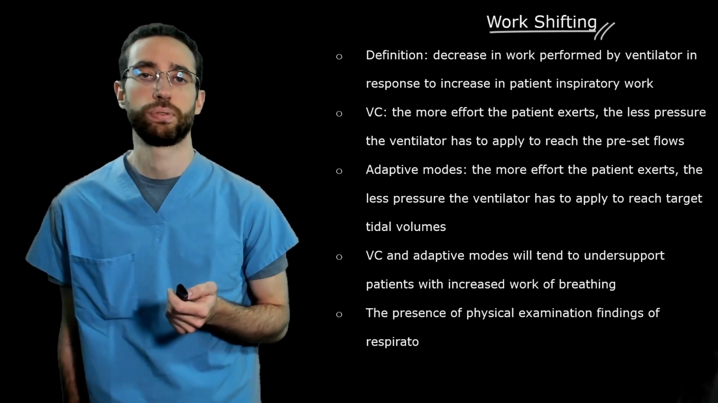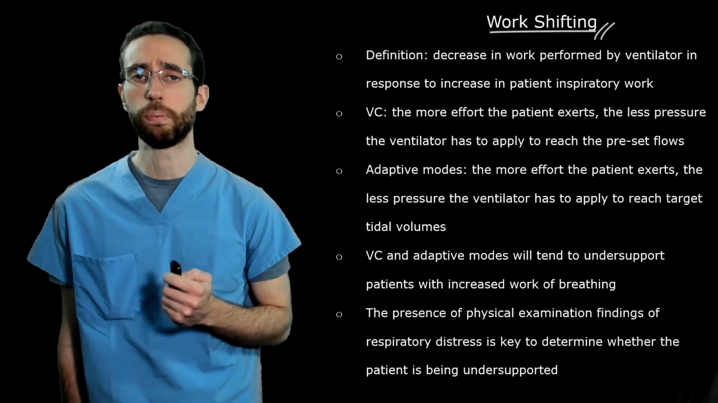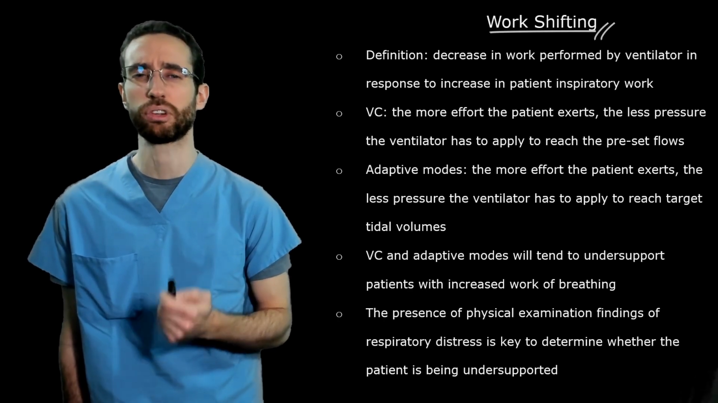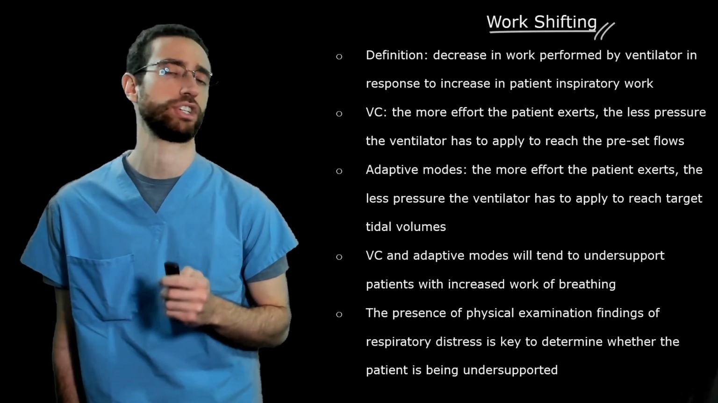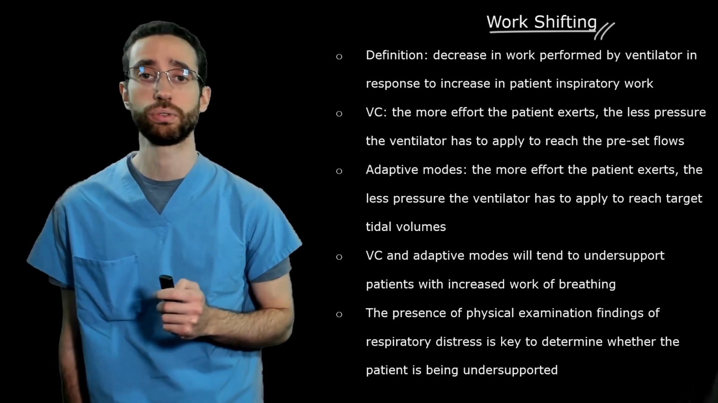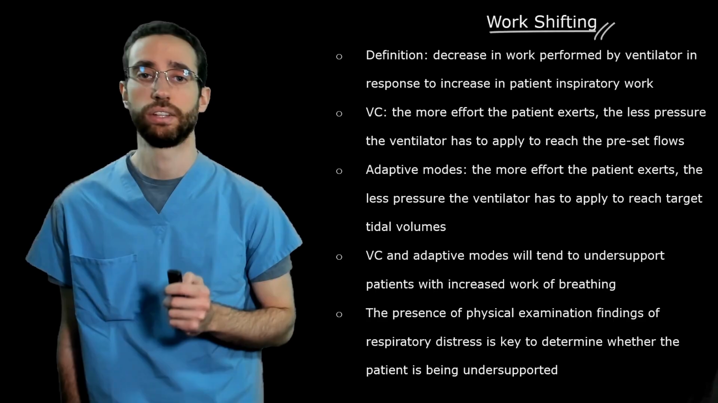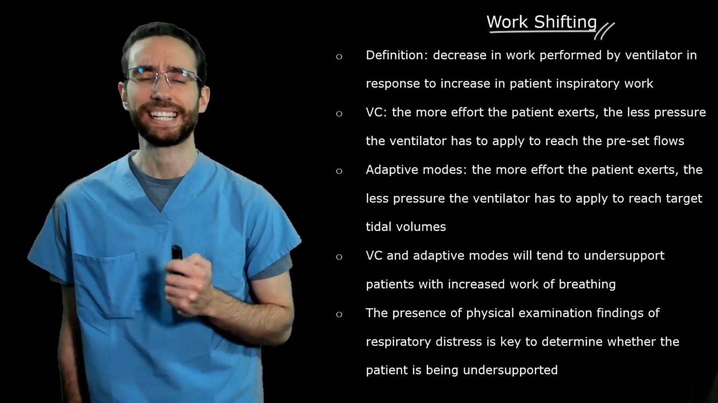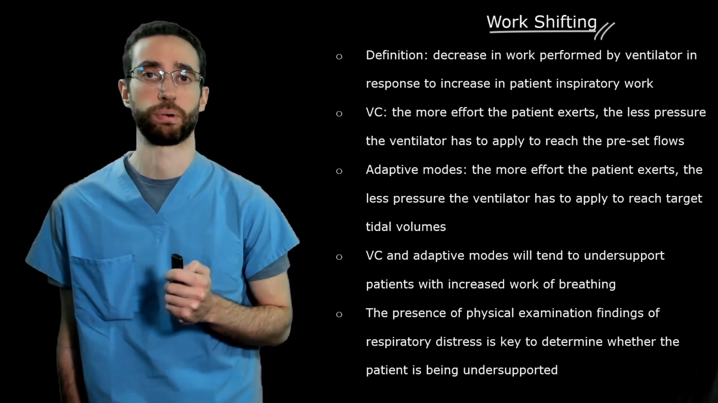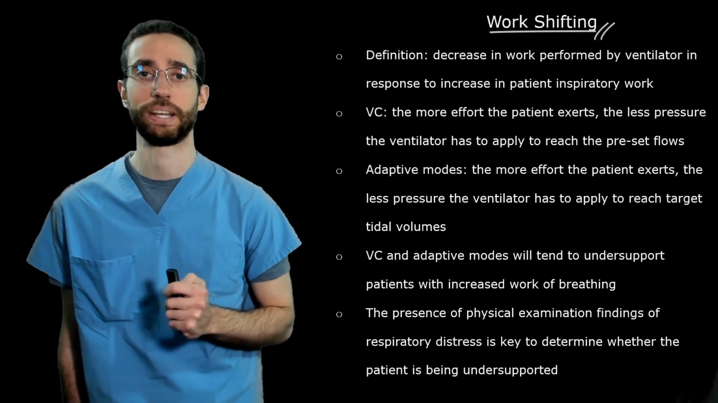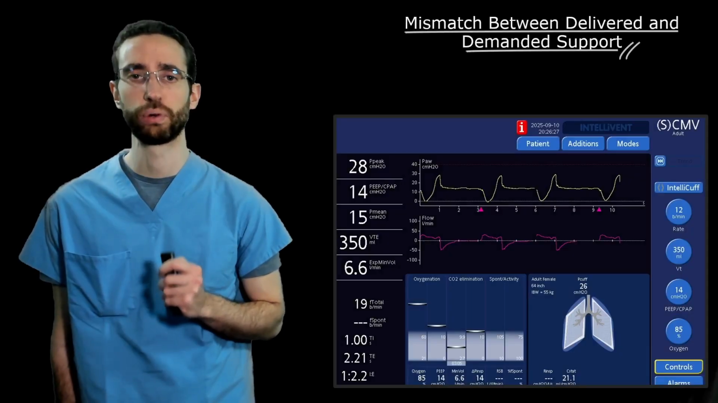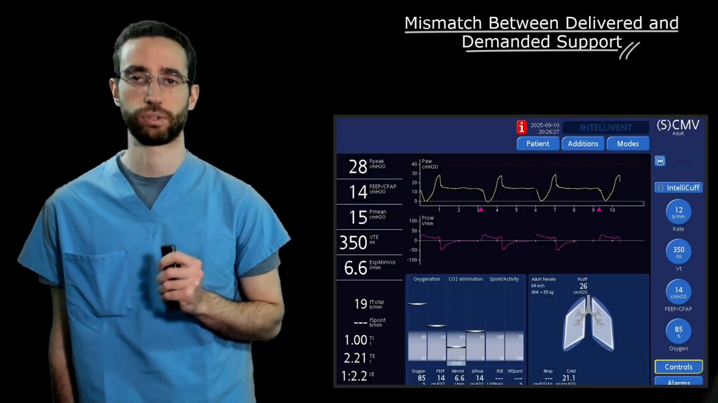Although the magnitude of these changes will point towards how much effort the patient is generating, looking for signs of respiratory distress, such as tachypnea and the use of accessory respiratory muscles, is generally needed to say that we are observing a clinically significant mismatch between the amount of support we're delivering and what the patient demands. Let's look at a case and discuss how we can troubleshoot insufficient inspiratory support.